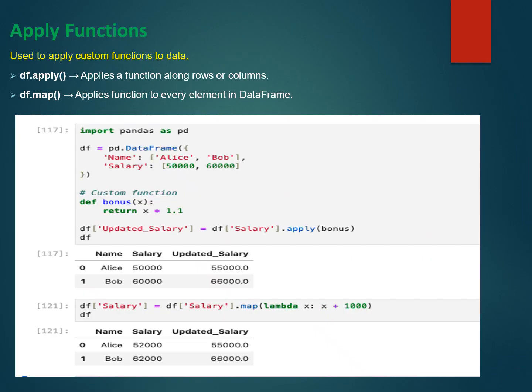Apply functions. Pandas allows custom logic. These methods are useful when built-in functions are not enough. Here df is the data. df.apply applies a function along rows or columns. df.map applies a function element-wise on a series.